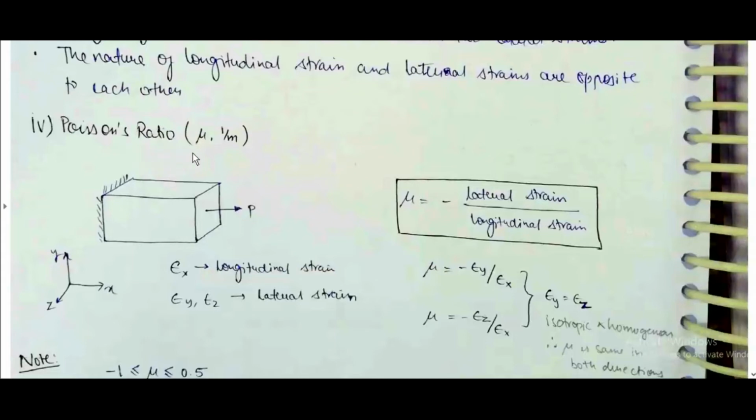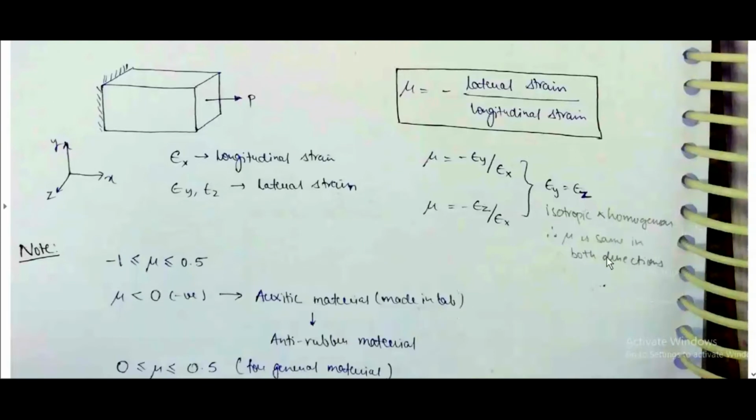Poisson's ratio, mu or 1 by m. If we apply a force P in the x direction, then epsilon x is the longitudinal strain, and epsilon y, epsilon z are lateral strains. Mu is equal to minus lateral strain by longitudinal strain. Mu is equal to minus epsilon y by epsilon x, and mu is equal to minus epsilon z by epsilon x. Epsilon y is equal to epsilon z for isotropic and homogeneous material, so mu is the same in both directions.